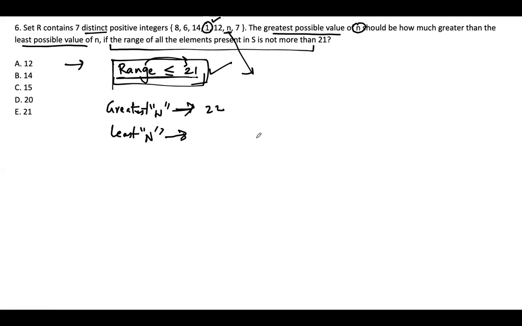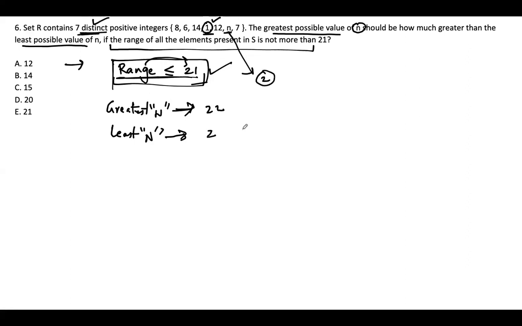Shiva? Least value is 2. It will be 2. If this is 1, and since the question says distinct, then the least value will be 2.